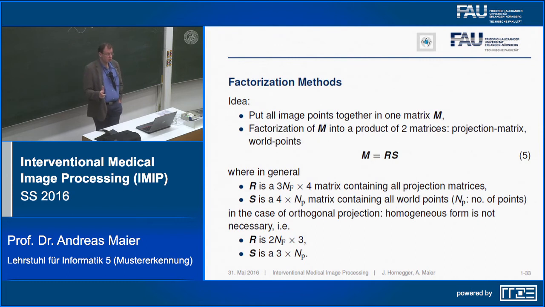So these two vectors will describe the image plane, and then you have S, and S is a 3 times number of points matrix, because every point in 3D is also just a set of 3 indices or 3 coordinates. Good. And then I multiply those two with each other, and I will get a matrix M. And of course, the matrix M has 2 times the number of frames times number of points elements. Once I multiply the two here, I will get a matrix of this size.